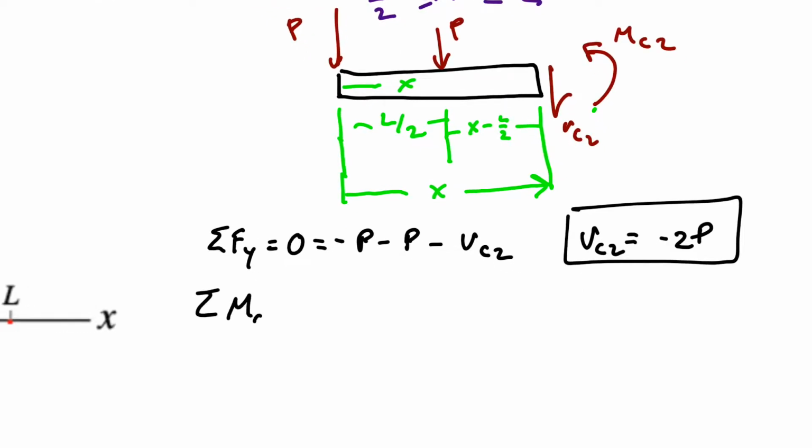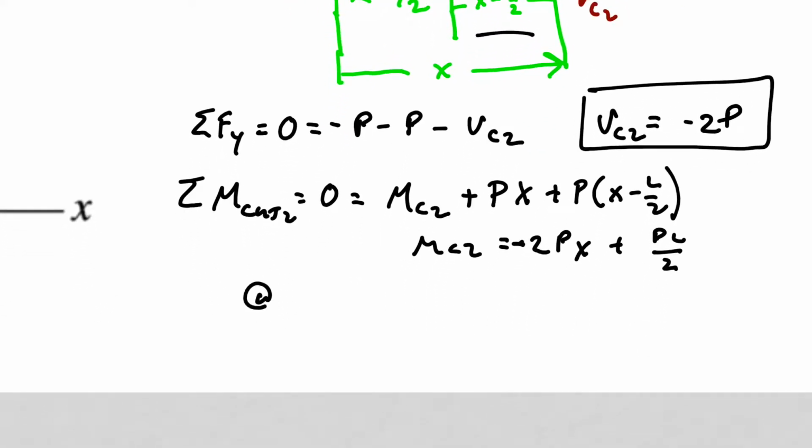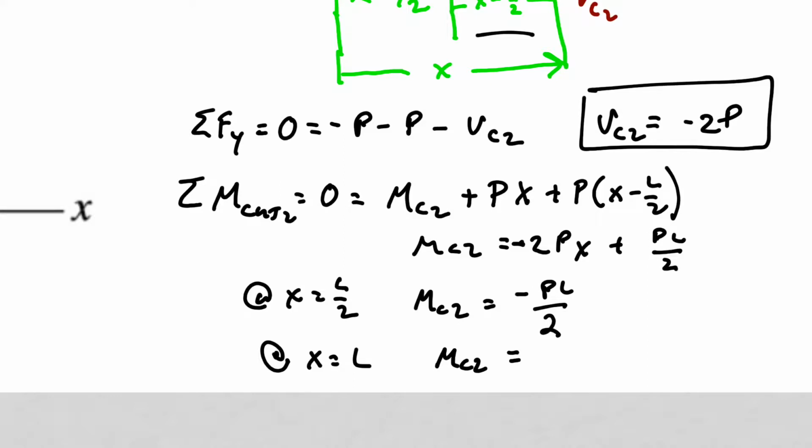The last part is to sum moments at the cut 2 equals 0. That's our MC2 minus P times x. Oops, that should be a plus. Sorry, that's a plus, positive moment. And then we have plus P times this moment arm here, which is x minus L over 2. We can solve for MC2, and that's just a little bit of algebra here. Okay, so now if we evaluate this, at x equal to L over 2, we will find MC2 is equal to A minus PL over 2. At x equal to L, our MC2 is equal to A minus 3PL over 2.